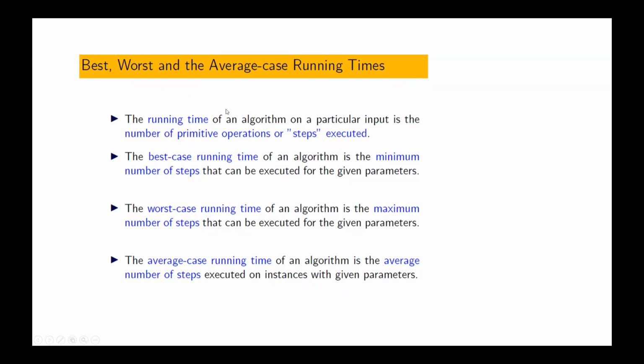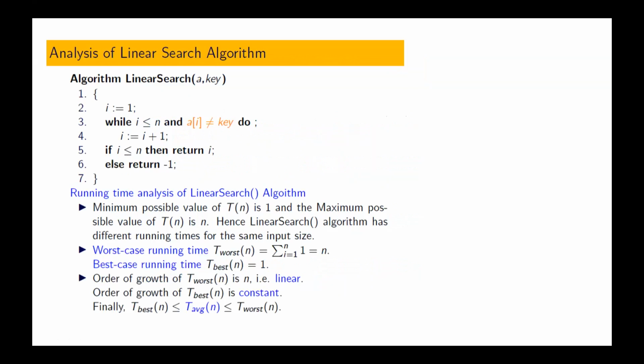For the linear search algorithm, we discussed the best, worst, and average case running times. So what is the average case running time of linear search? What is its order of growth? What is the order of growth of the linear search algorithm in the average case?